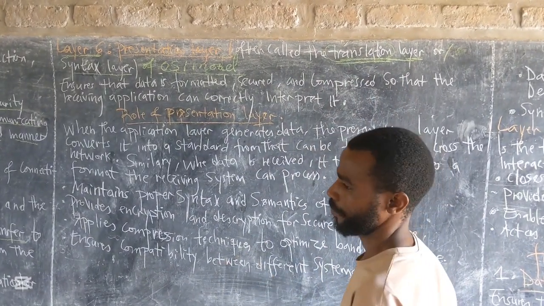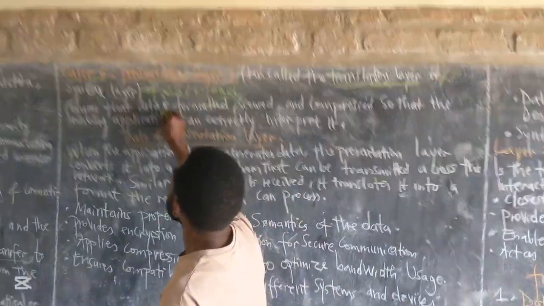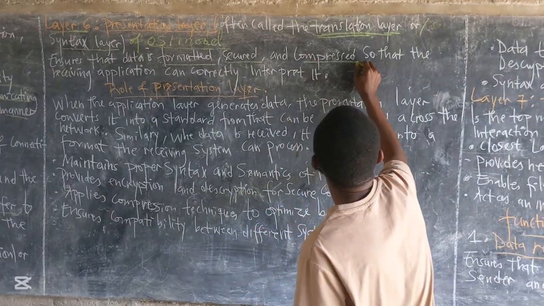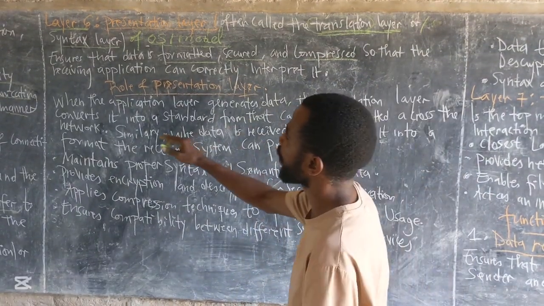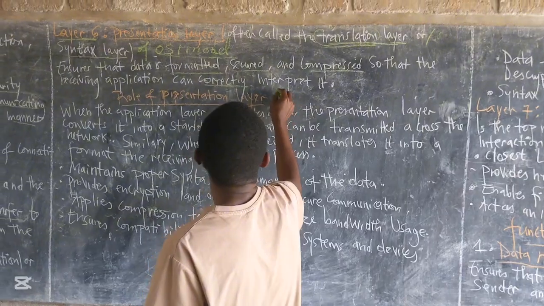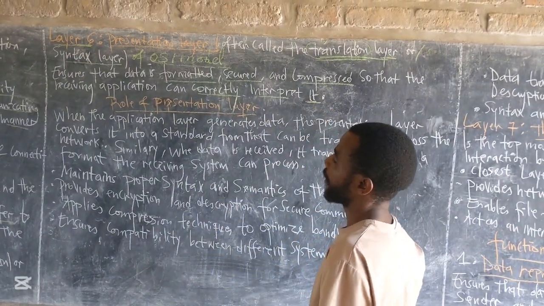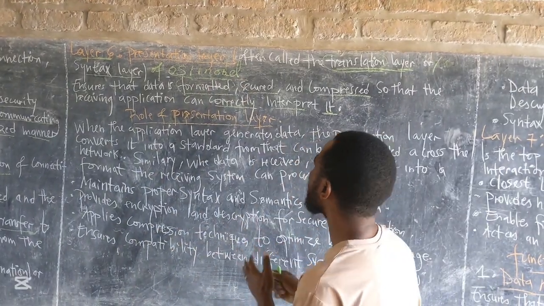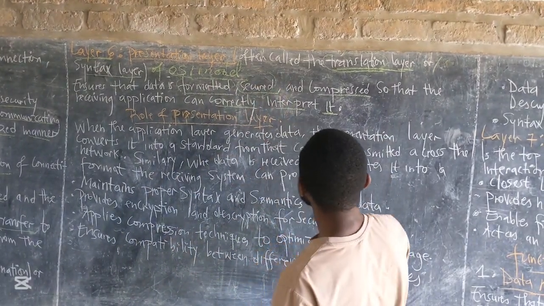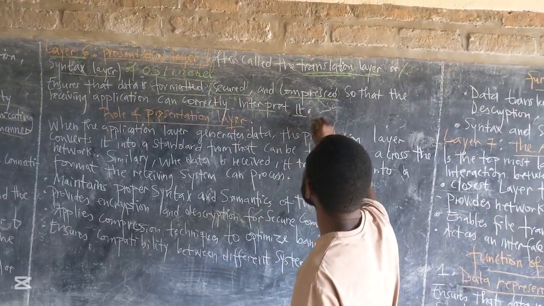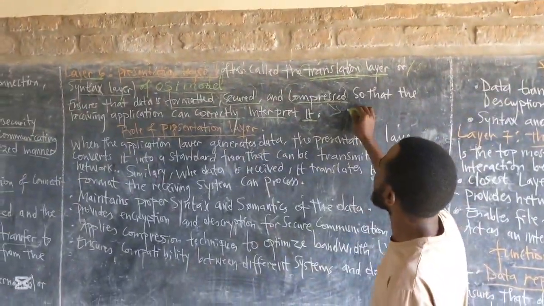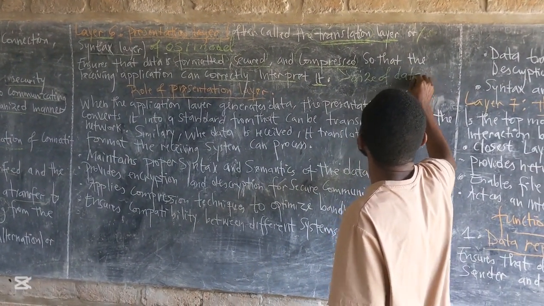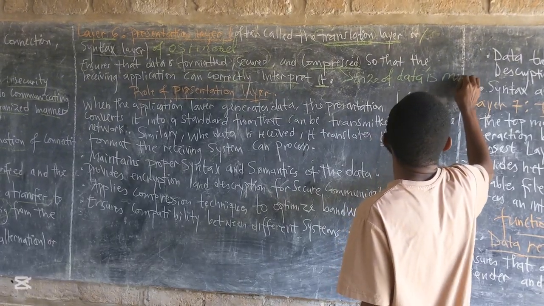It translates. It ensures that data is formatted, secured, and compressed so that the receiving application can correctly interpret it. Simply, data is well formatted, well organized, well structured, secured, and compressed. When we say it is compressed, it means that the size of data is minimized.